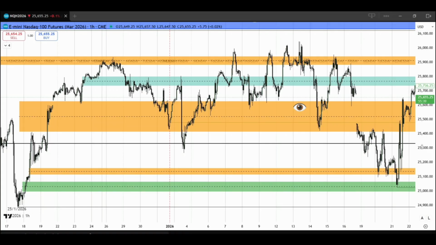All right, here we are on the 1 hour time frame. As you guys can see, this is a much more detailed look at what happened for the first week, or the first half of last week, right?